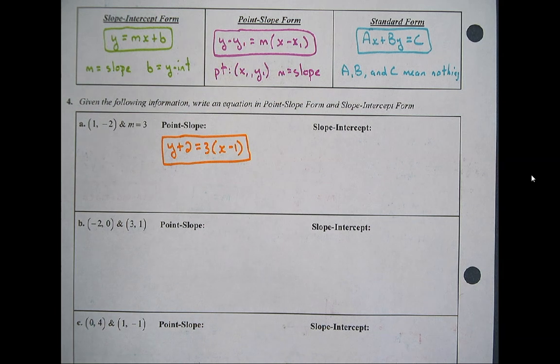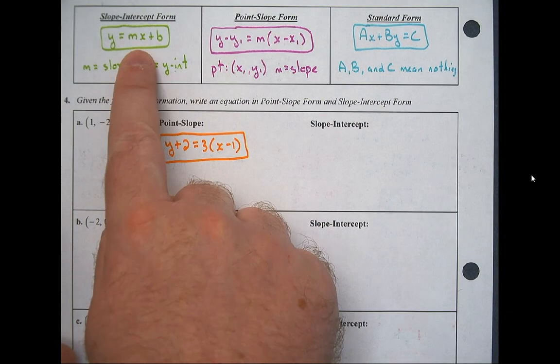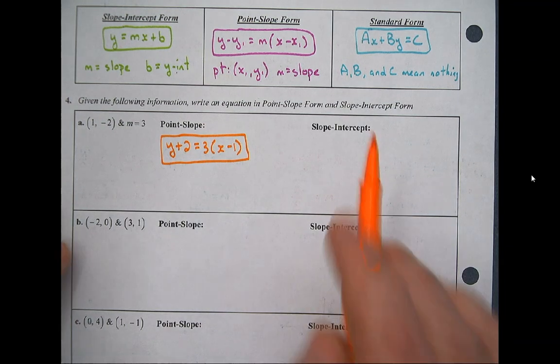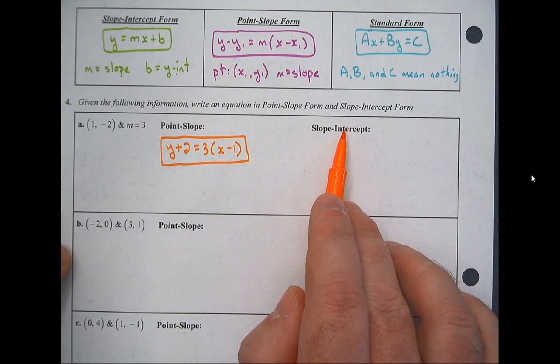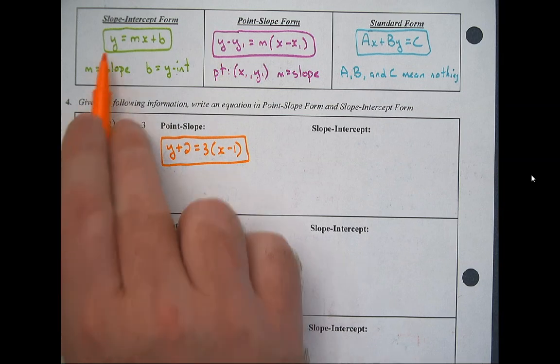So now let's do this in slope-intercept form. There's two ways to go here. If you wanted to, you could just take this and distribute it and rearrange it so that y is by itself. If you see that way, go for it. I'm going to show you another way. Another way is to take the y equals mx plus b and start to put in all the information that we know. So y equals mx plus b.